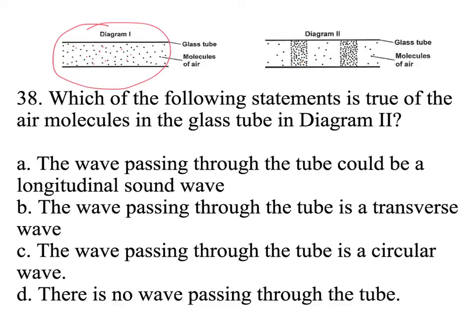And where they're dense, these right here are called compressions, and then where they're stretched out, those are rarefactions. So the air particles are busily moving back and forth from the left and right, and the wave is clearly moving down this way. The particles are moving in the same direction, so that makes it a longitudinal wave. So most likely what's happening is there's a sound wave propagating along this tube. So the correct answer is A.